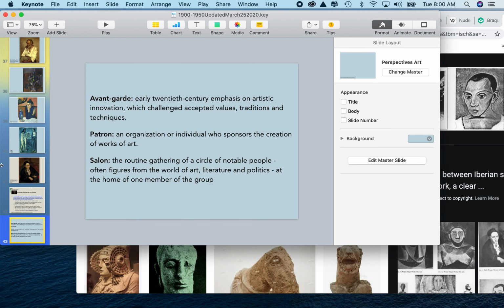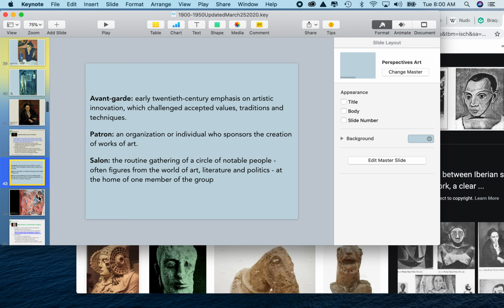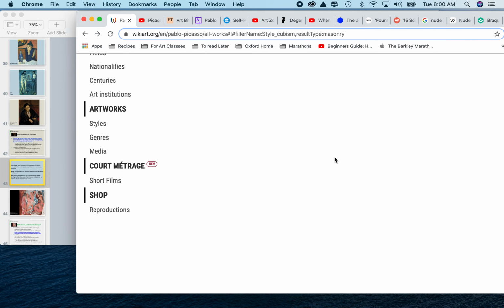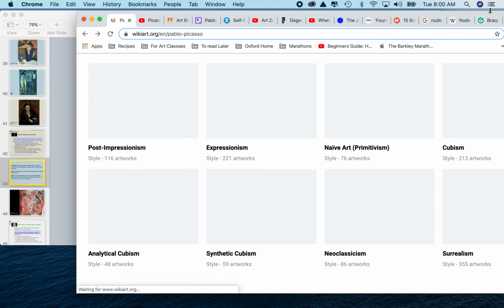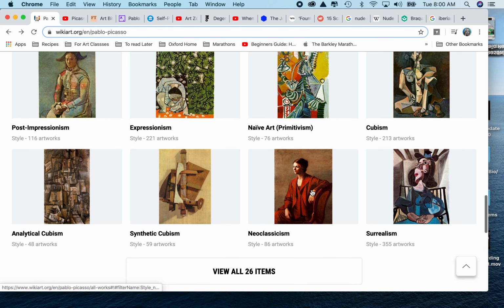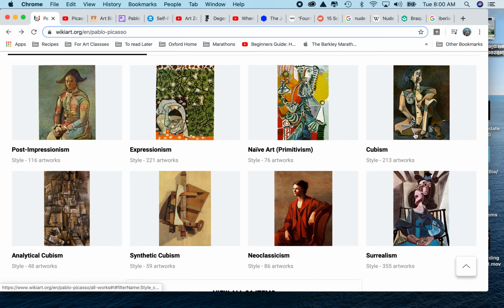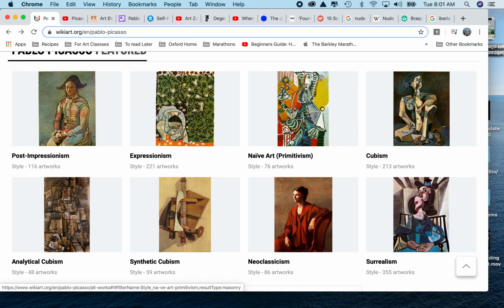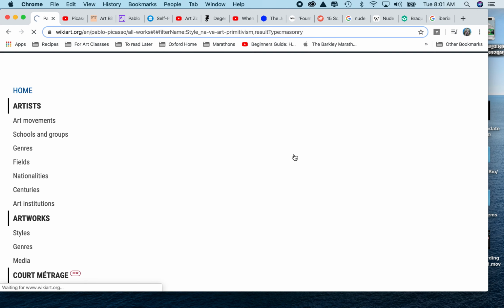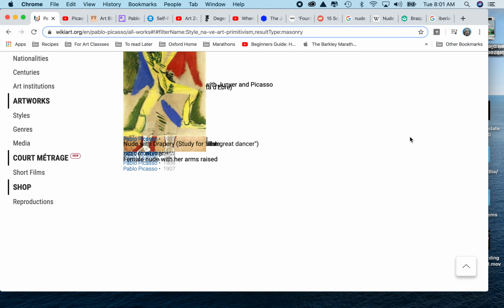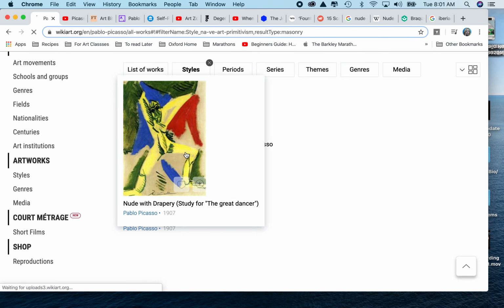So it's a good way of seeing what kind of work is out there. Anyway, just to go back to some other Picassos that I would like to talk about. So yes, there's Cubism. Naive art was called Primitivism. This is probably some of the artwork that you've seen as well, a lot of.